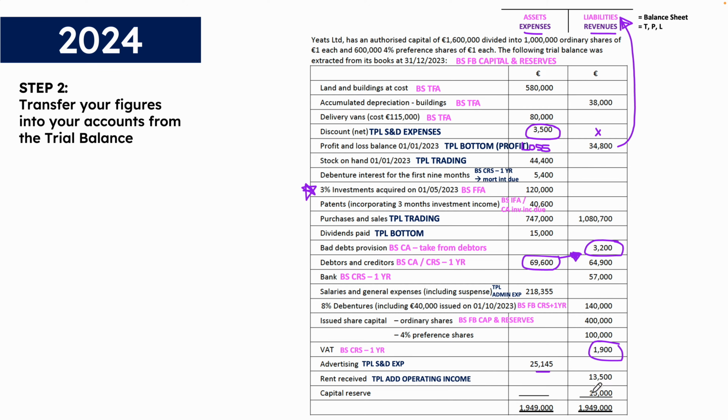Rent received, it's on the credit side. So if it just said rent and it didn't say the word received here, you need to know that that would be rent received because it is on the revenue side here. But they were very nice here by giving you the word rent received. And then capital reserve goes into balance sheet financed by capital and reserves.